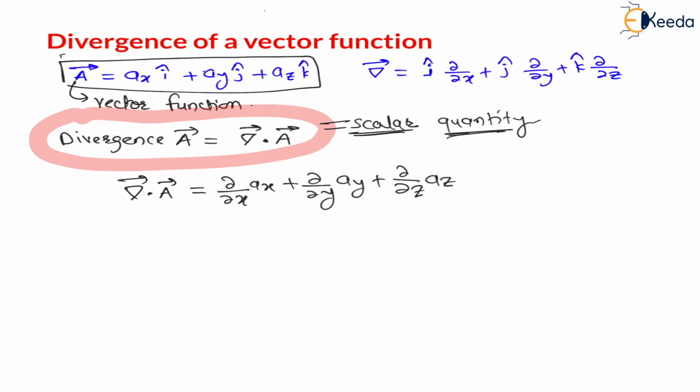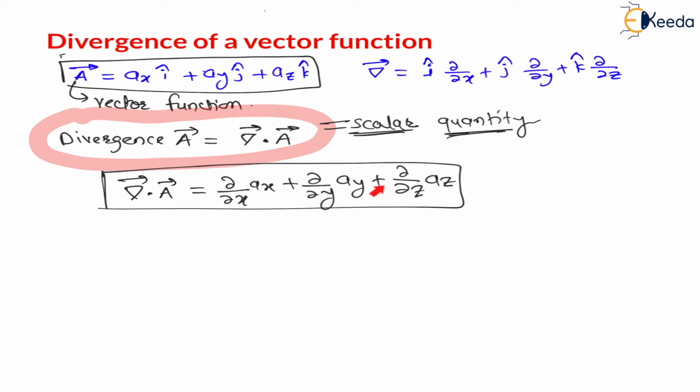Now this is the divergence, and my dear students, this divergence is always a scalar quantity. Means this is one number. Here direct coefficients we are multiplying, that's why we will get a number, right? And addition of all of them. Now my dear students, let us understand what exactly divergence means, right?